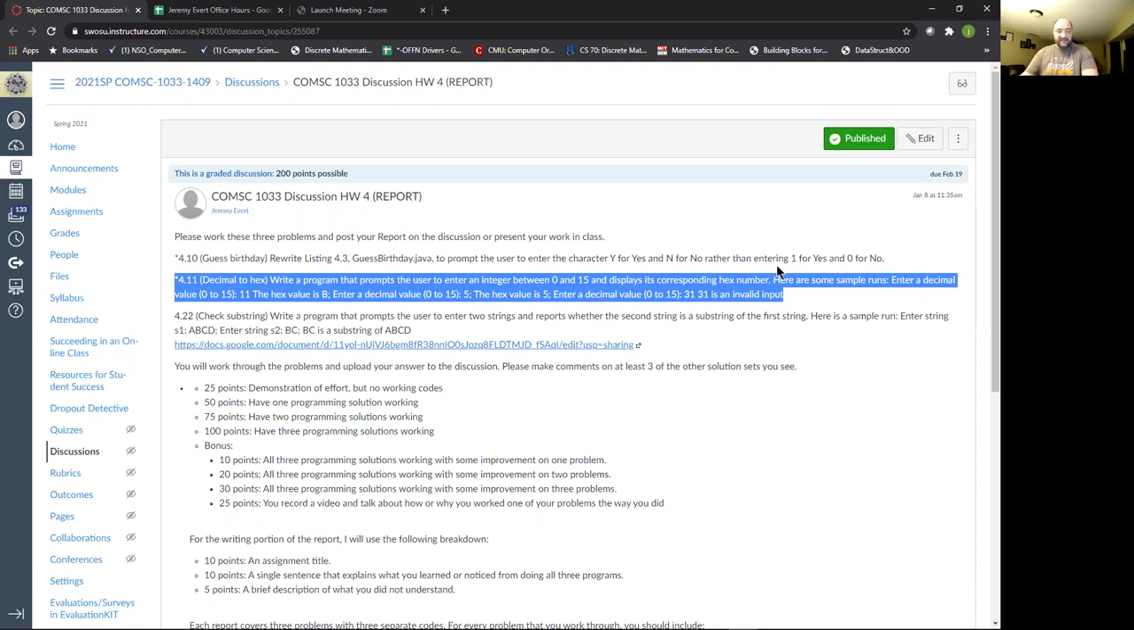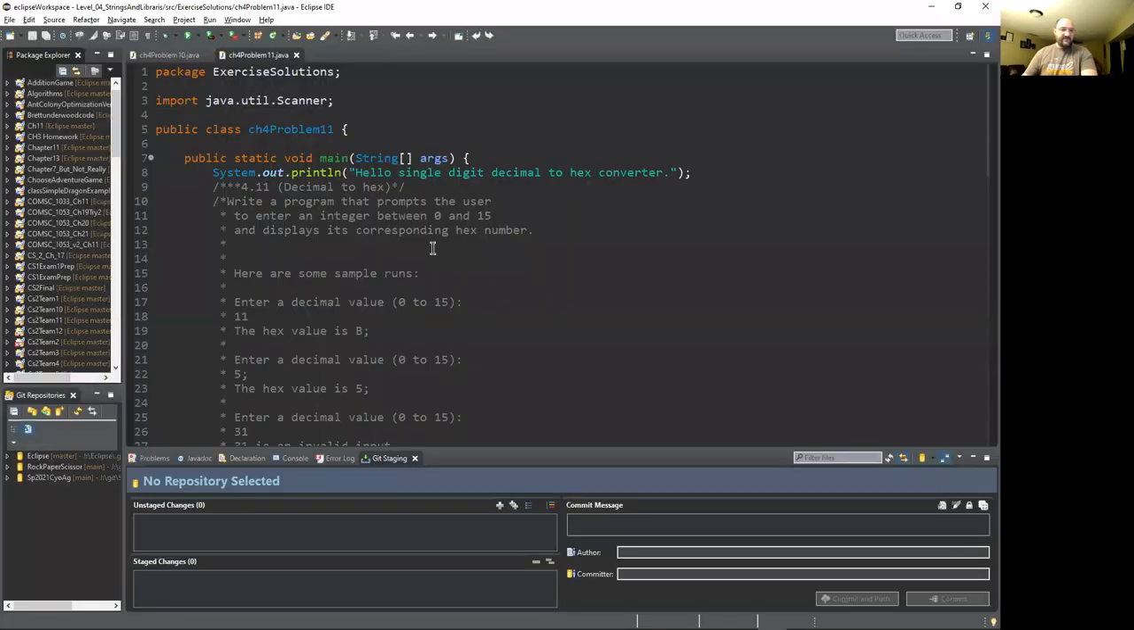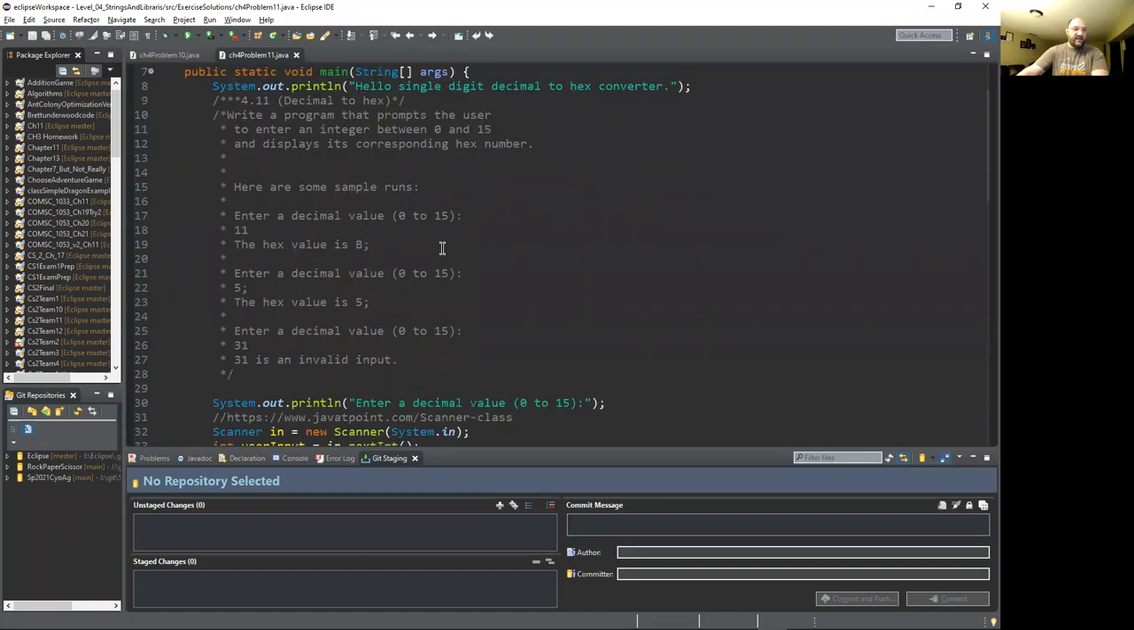So let's go ahead and switch over to Eclipse. I'm using the Eclipse Integrated Development Environment. Any text editor or IDE will work. So here's the question just repeated.